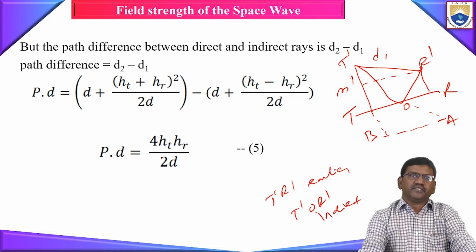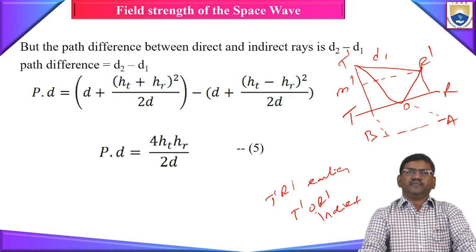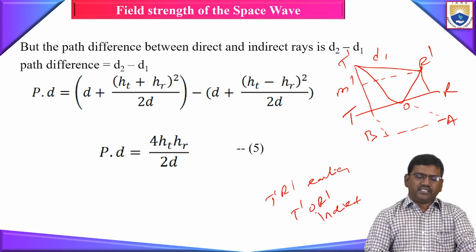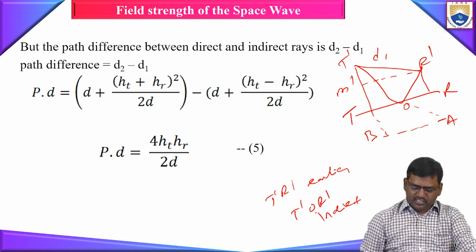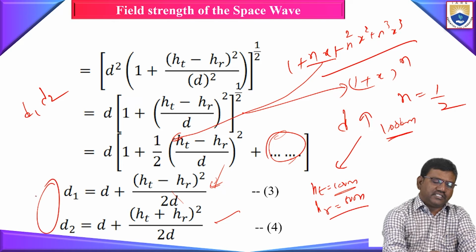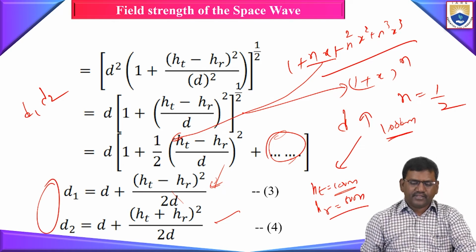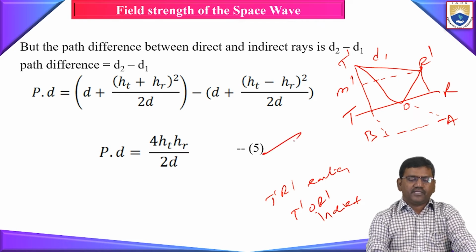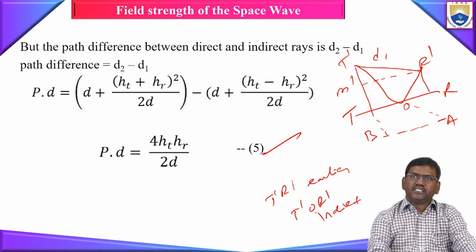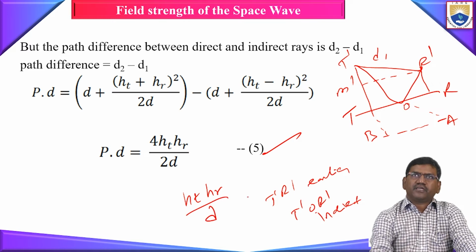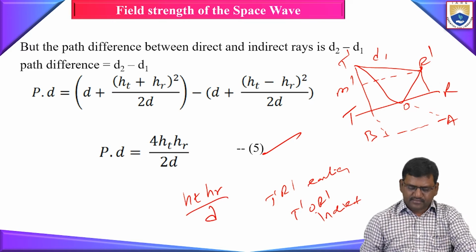So when there is a path difference, definitely there will be some phase difference between the two electromagnetic signals propagated by the transmitting antenna. Let us find out the path difference first. D2 minus D1. We got D1 and D2 in the previous slide, equations 3 and 4. Let us take the difference to find the path difference D2 minus D1. So equation 4 minus 3, if you simplify, you will get the path difference as 4 HT HR by 2D. You can also simplify this as 2 HT HR by D.